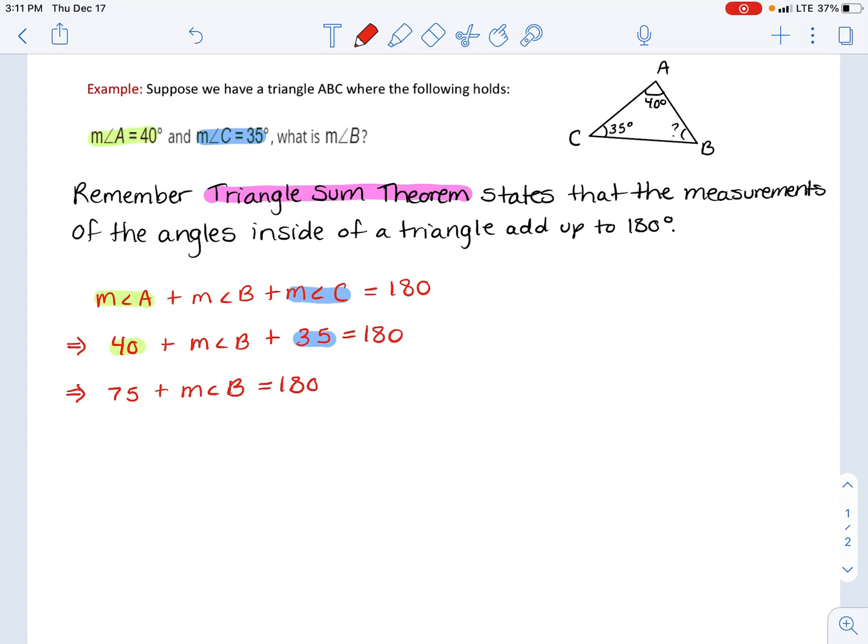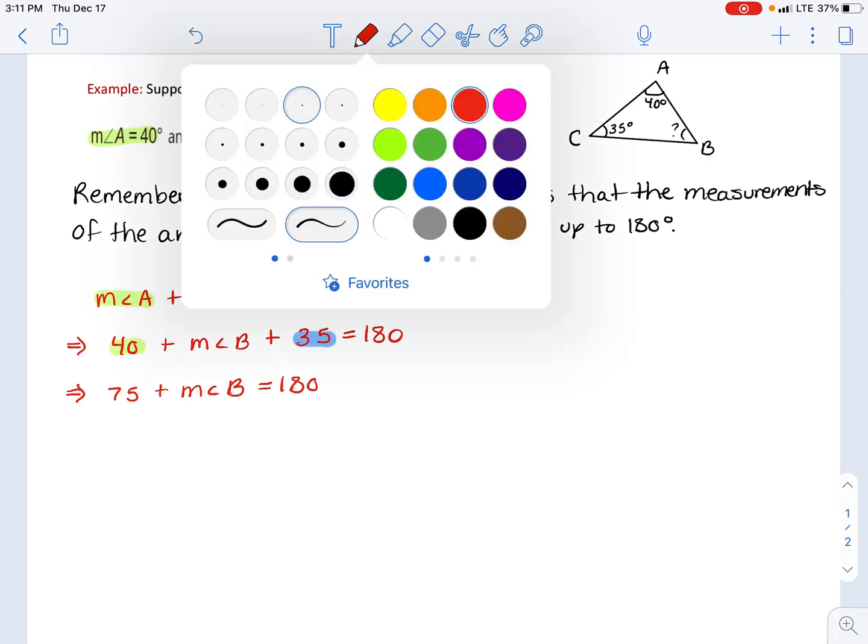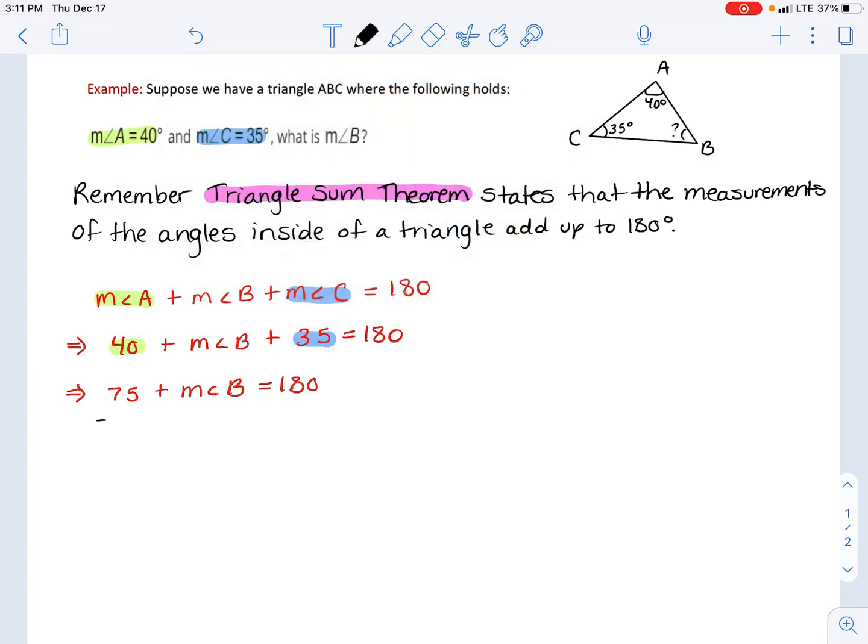And so now, since I want to solve for the measurement of angle B, I need to somehow get rid of this 75 on the left-hand side of the equation. So I'm going to subtract 75 from both sides. And what I get here is that the measurement of angle B is equal to 105, since 75 and 75 cancel, and so this is my answer. The measurement of angle B is equal to 105 degrees.